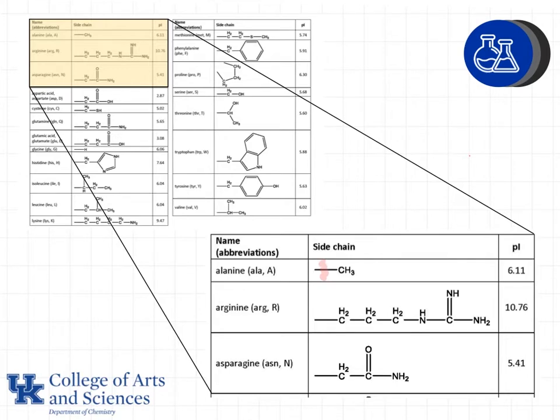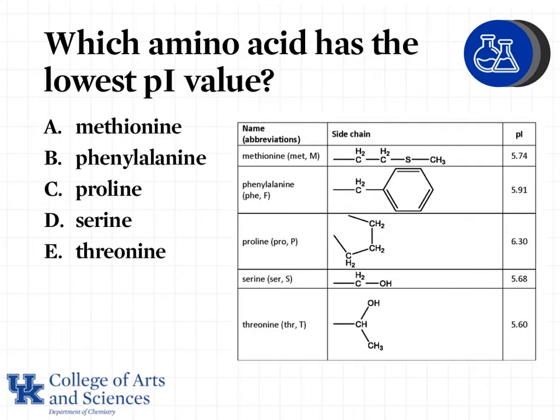Let's look at alanine as an example. Alanine has a CH3 group, and that's all there is. This is where the bond is to the backbone, so there are no other carbon or hydrogen atoms there. The pI value is 6.11, which means when the solution has a pH of 6.11, alanine will exist as the zwitterion with both the positive and negative charge. Which amino acid has the lowest pI value? Hopefully, you see that it is threonine, which has a value of 5.60. Every amino acid has its own pI value.